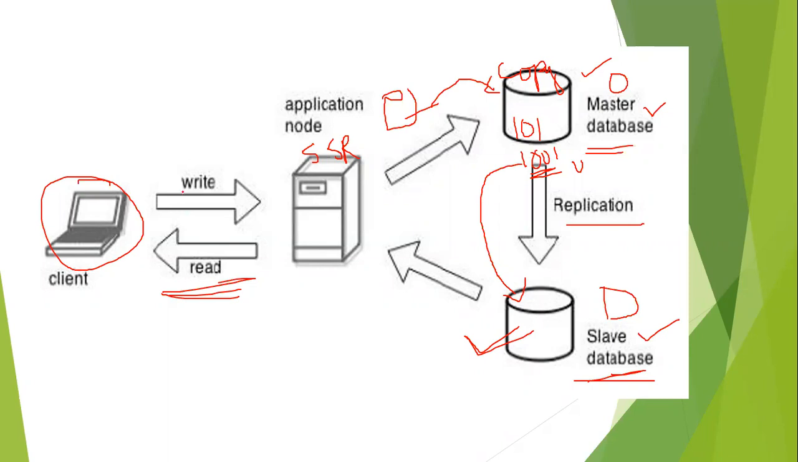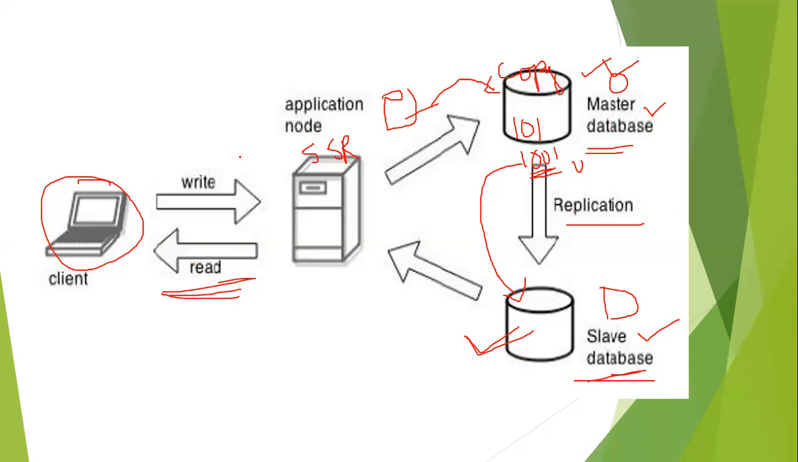Whereas the write operation, write is nothing but insertion or updation. But insertion or updation is to be done to which database? To the original database. So those insertions, those changes, those updations will also automatically be saved in the slave database. So in master slave replication, the master database is the original database. The duplicate copy of the master database is called the slave database. This process is known as replication.